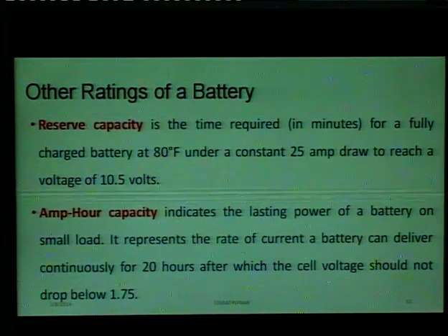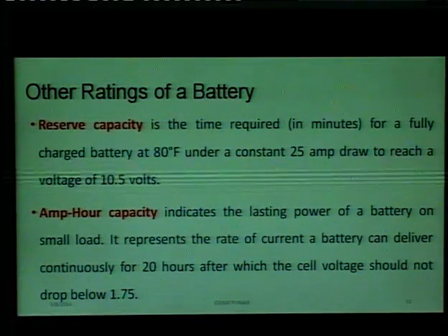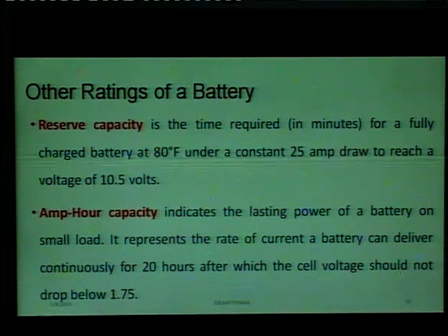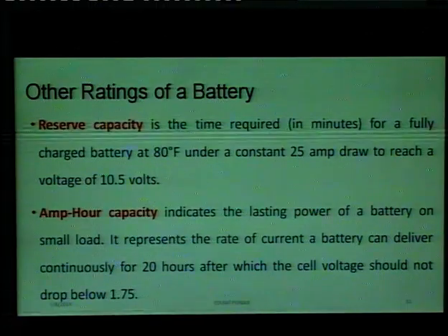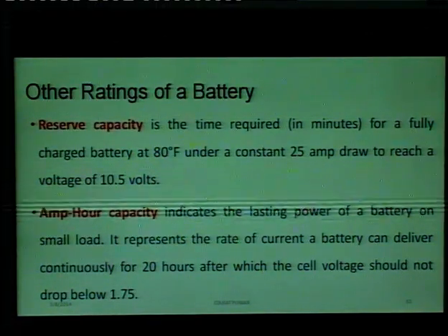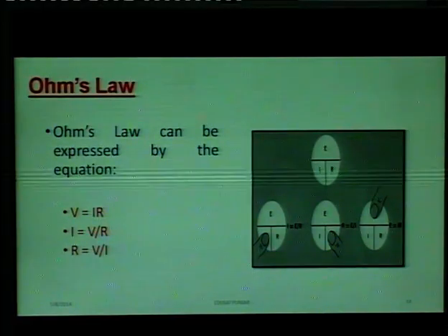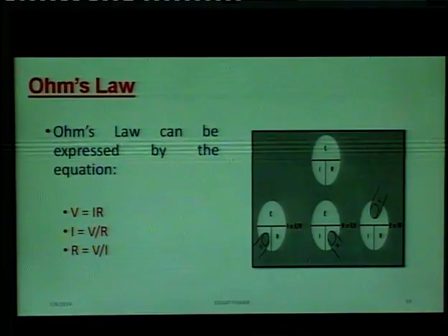Another rating of the battery is reserve capacity, another is the ampere hour capacity, AH. AH indicates the lasting power of a battery on small load. It represents the rate of current a battery can deliver continuously for 20 hours, after which the cell voltage should not drop below 1.75. So now we will discuss how we can connect the different cells to form a battery.